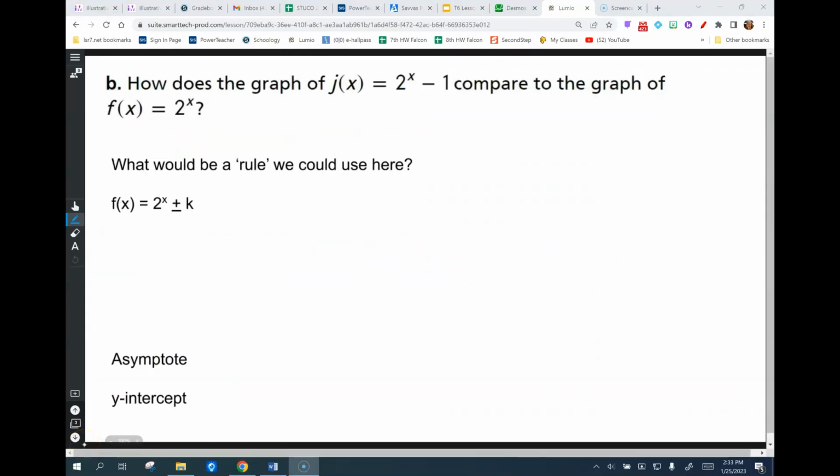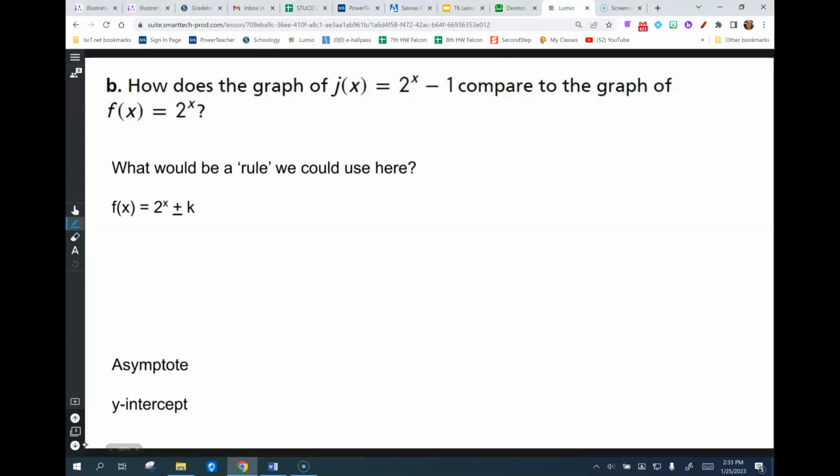So the next one we're going to look at, and this is still just in your book on page 132, it says, how does the graph j of x equals 2 to the x minus 1 compare to the graph of 2 to the x? Well, what do you think happens? That's right. It's going to shift down 1.